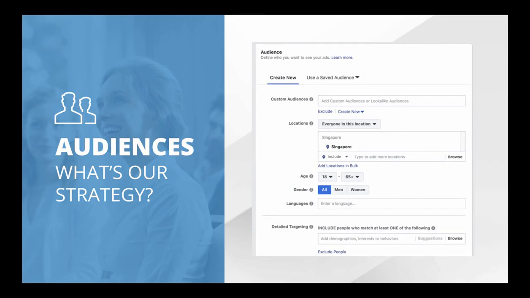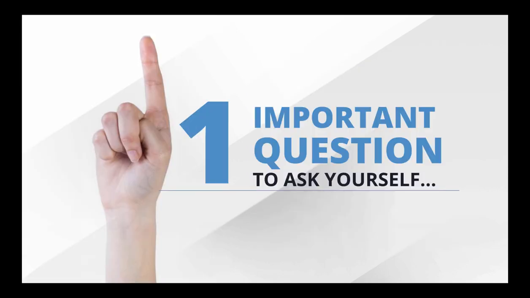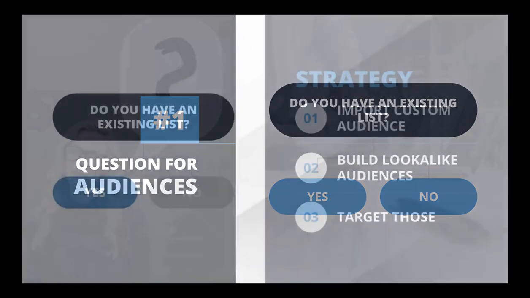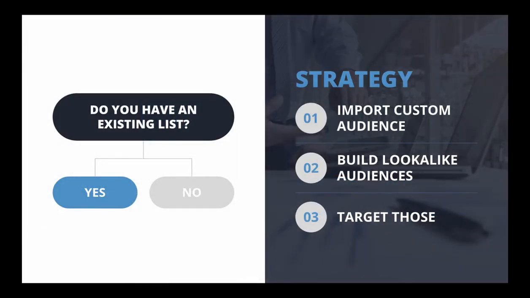But let's just talk about in general the overall strategy of how to go about picking the audience in the ad set. So the first question that you need to ask yourself is this: do you have an existing list in the vertical that you're running your ads in? So if you do have an existing list, like an email list or a phone number list, then this is where you want to start as far as your audience.